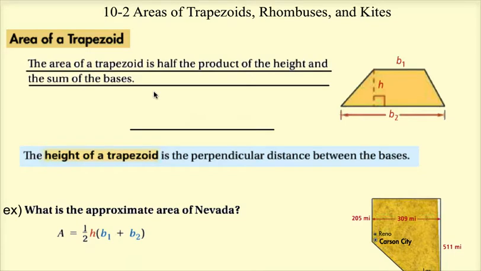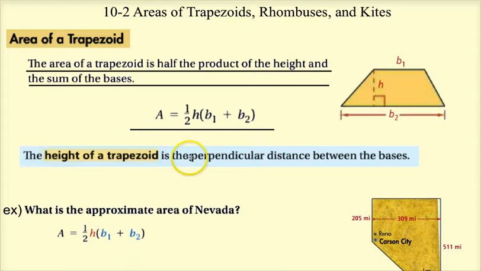So it's half the product of the height, so I'm going to multiply the height times the sum of the bases. So the area equals 1/2 the height, parentheses, base 1 plus base 2. Because the trapezoid has bases which are different lengths, we're going to add them, and we multiply that by half of the height. Now it actually doesn't matter which one's base 1 and base 2. You're going to add them, so it doesn't matter if you're adding the top and the bottom. Or sometimes, in the example that we're going to do, the bases are actually on the left and the right.